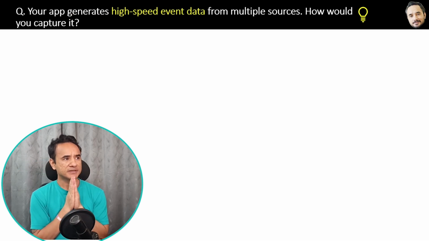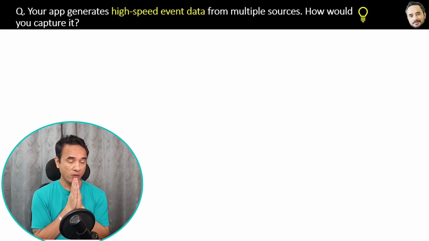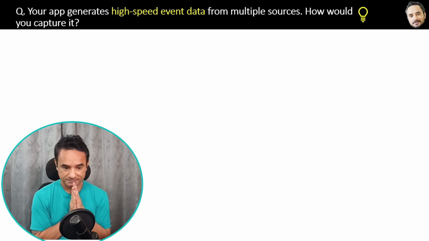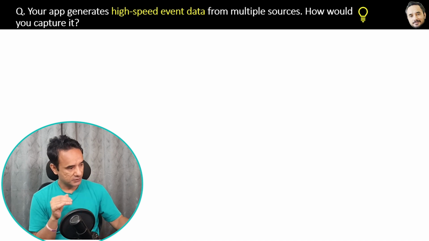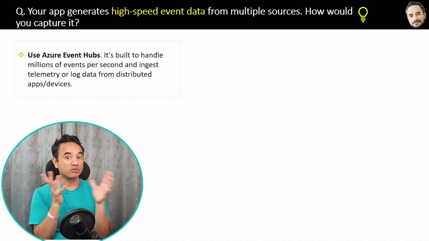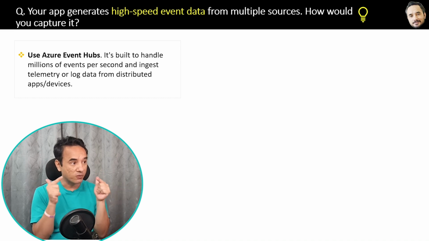Your app generates high-speed event data from multiple sources. How would you capture it? Alright, pause the video. Think. Done. So here is the answer. Use Azure Event Hubs. Why? Always answer why. Reasoning is very important.